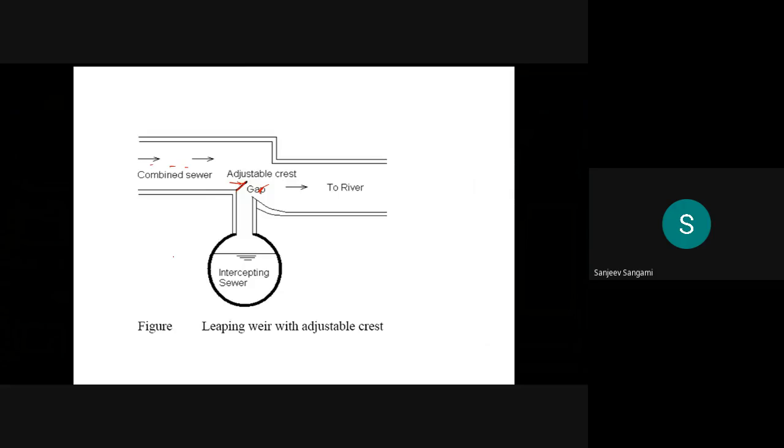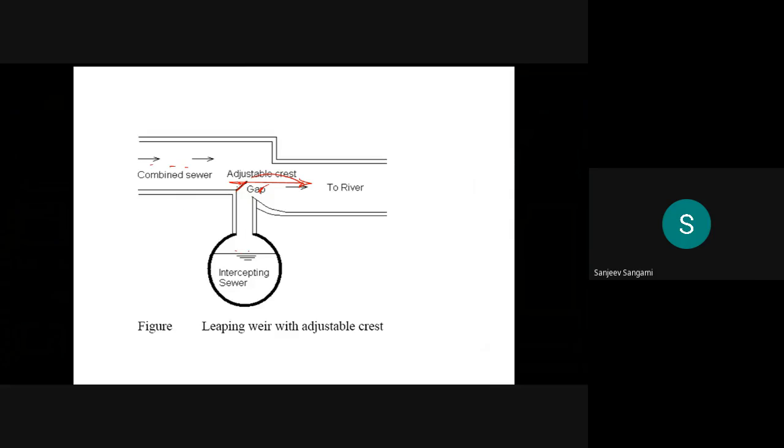Suppose the flow is very high, assuming that it is overflowing, some portion will go to the intercepting sewers. Suppose the intercepting sewer is full, then the remaining portion has to be adjusted to the rivers.